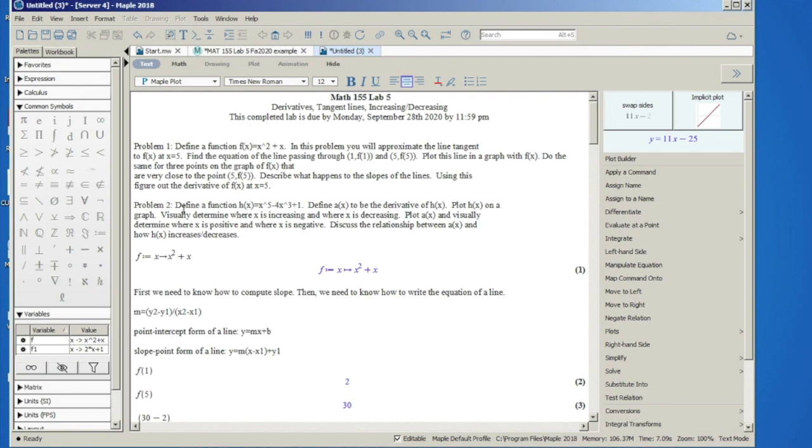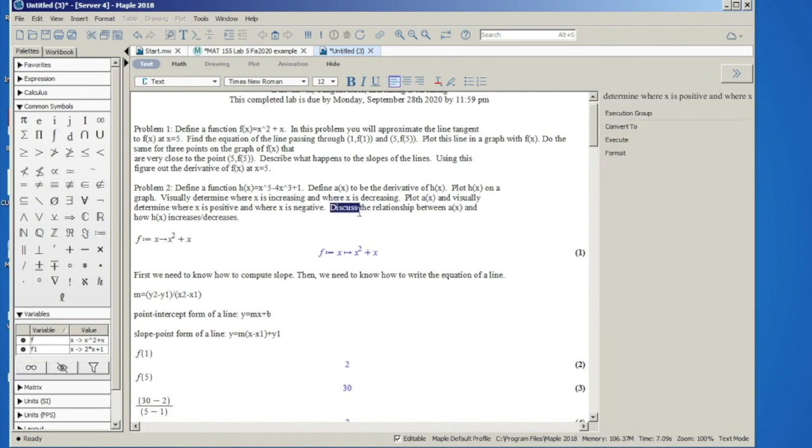Then we are told to define a of x to be the derivative of h of x. Then plot h of x on a graph and visually determine where it is increasing and where it is decreasing. Then finally plot a of x and visually determine where it is positive and where it is negative. And finally discuss the relationship between a of x and h of x and how they increase or decrease. So let's take this step by step.